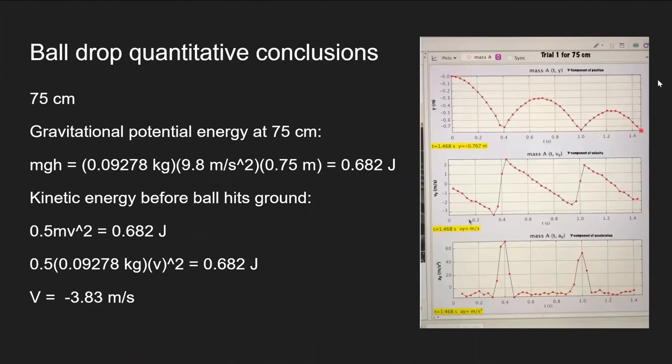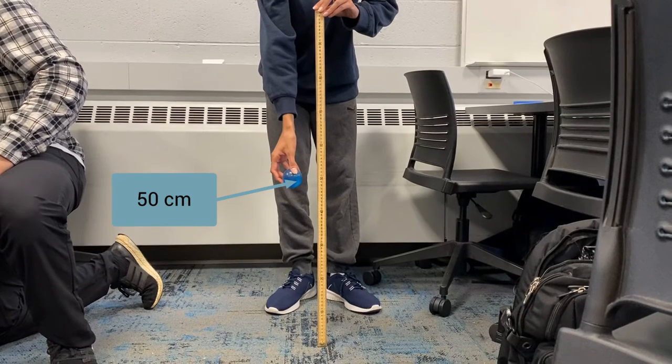The gravitational potential energy at 75 centimeters was 0.682 joules, and the kinetic energy just before the ball hit the ground was 0.682 joules as well. This shows how energy is conserved in the system. The velocity was negative 3.83 meters per second.